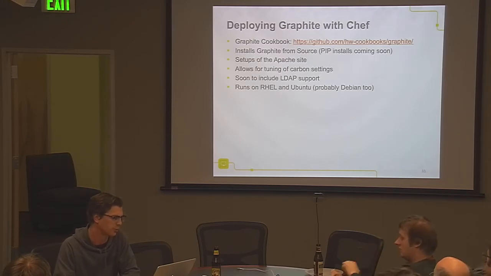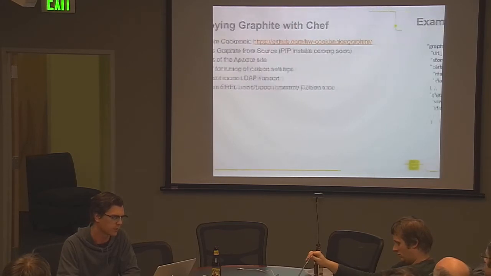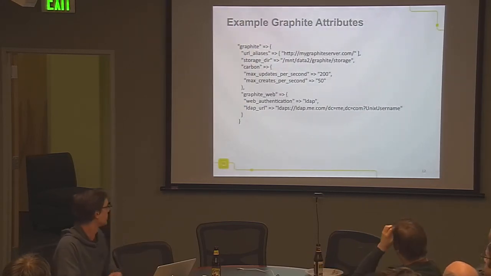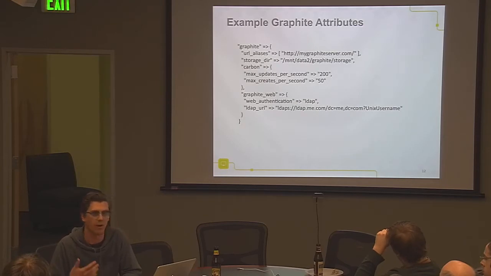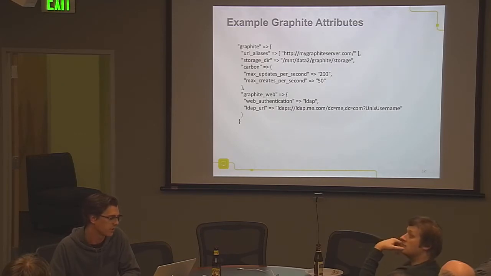Runs on RHEL and Ubuntu, and I have some LDAP support that I'm going to push up to it soon. So again, it's pretty simple to set it up. This is basically all the attributes you're setting, what your site name is going to be, where you're going to store your data, since a lot of people stick them out on some nice RAID 10 setup or something. Some tunables for Carbon. This really lets you extend Carbon and basically force it into memory versus disk, and then some web authentication stuff.